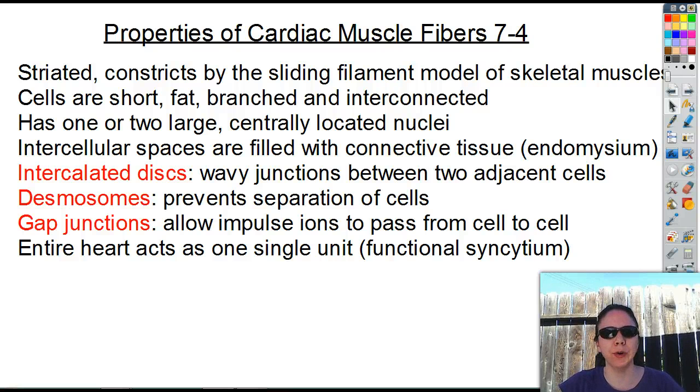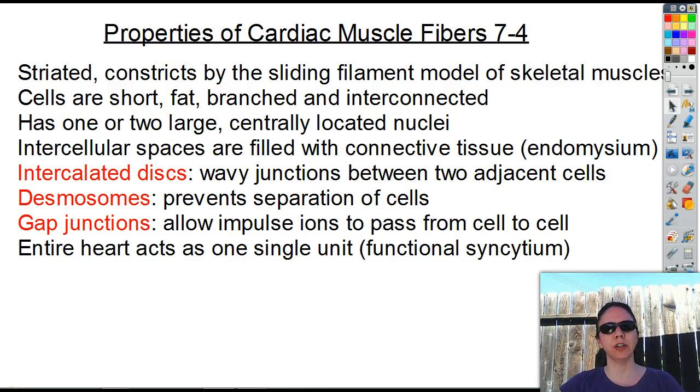Alrighty, 7-4, properties of cardiac muscles. Just what you wanted to know. Exciting. Alright, cardiac muscles. Remember, there's 3 different types of muscles in the body: striated or skeletal, involuntary or smooth, and cardiac. So, what are some properties of cardiac muscle?